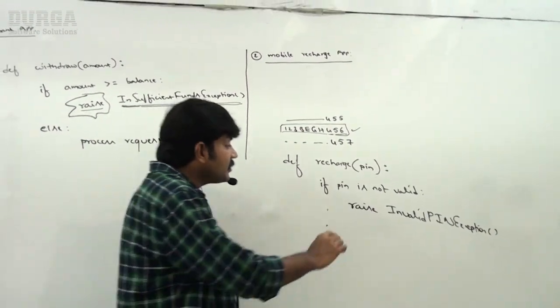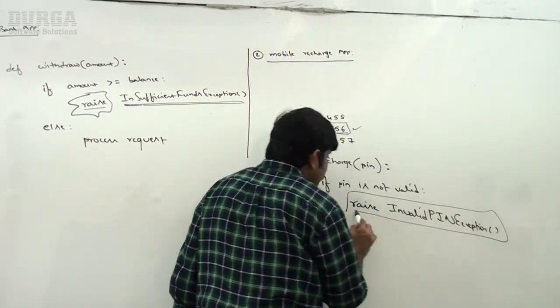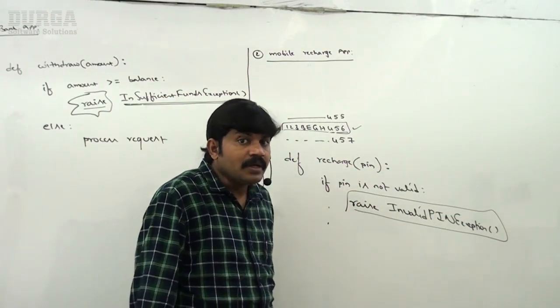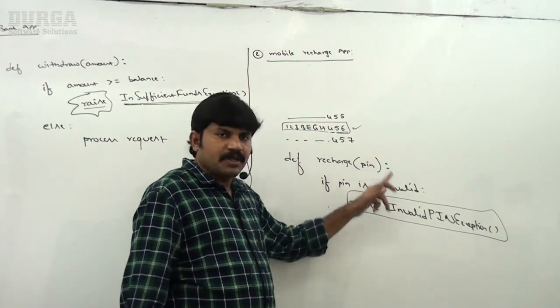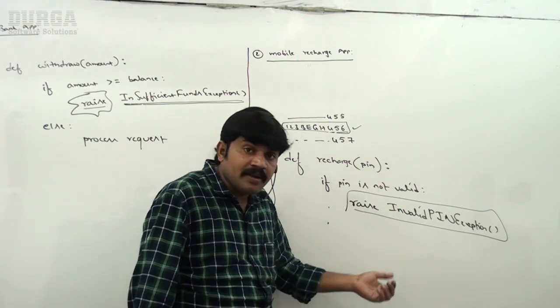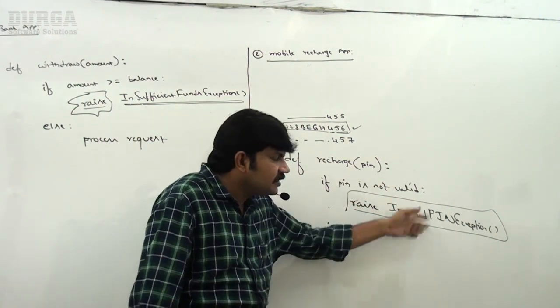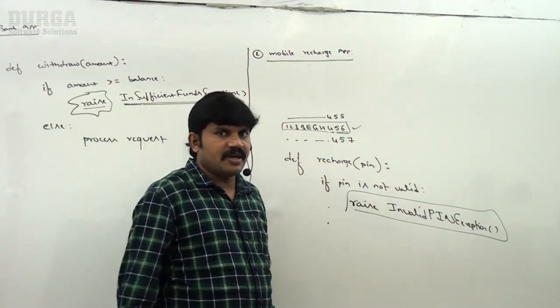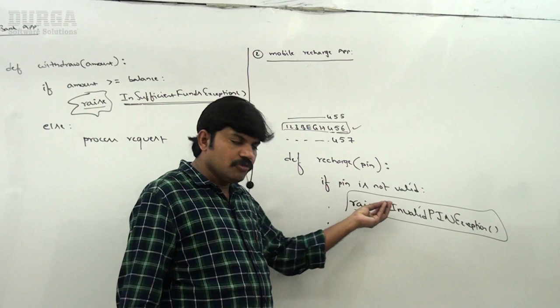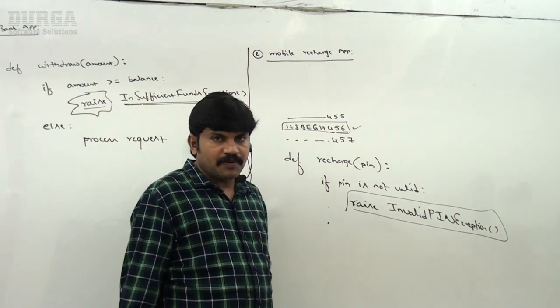So what is this invalid pin exception? This is nothing but a customized exception, our own exception. To meet the programming requirement, we define our own exception. Such type of exception is called what? User defined exception, customized exception. Are you in the position to understand one small use case where we have this type of requirement, right?